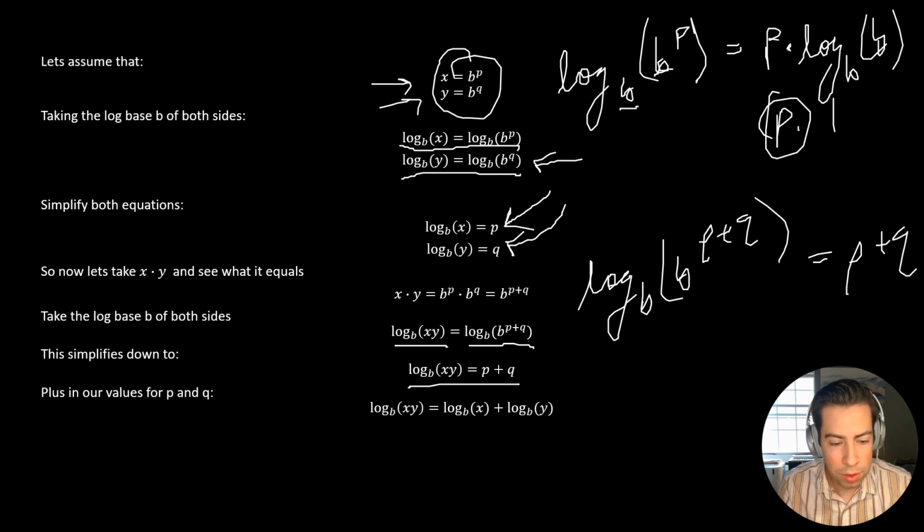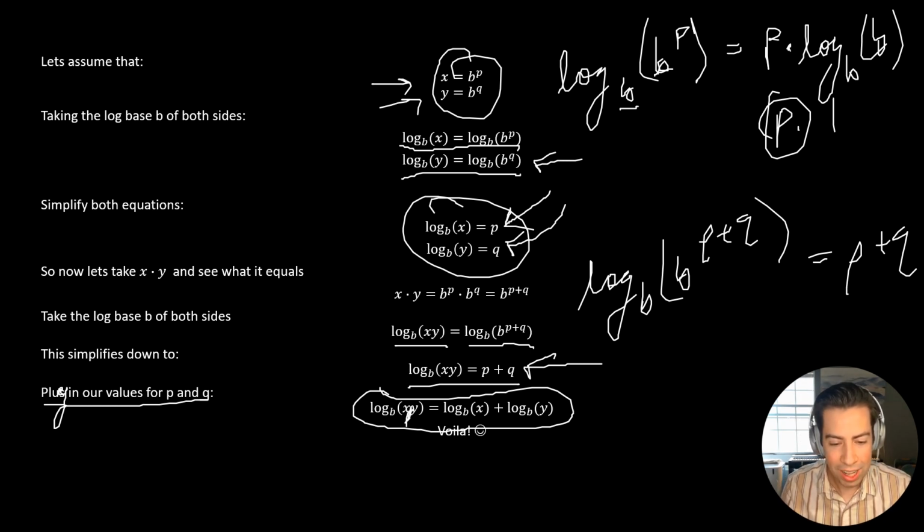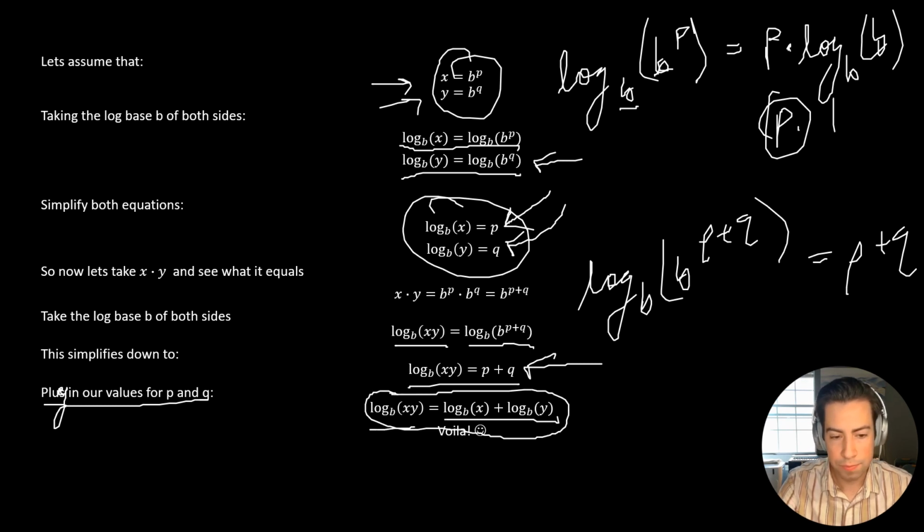And now, guys, what I want to do is plug in our values. Sorry, that should say plug in our values for p and q. So we know that p and q equal these values, right? So now I just plug these values back in for p and q, right? And now look, guys, we get our rule here. So voila, right? Basically, we just showed that if we have these values, then this rule has to be true, okay? So we just derived it. And hopefully that makes sense, okay? So anytime you see something that looks like this, that is equivalent to this, okay?